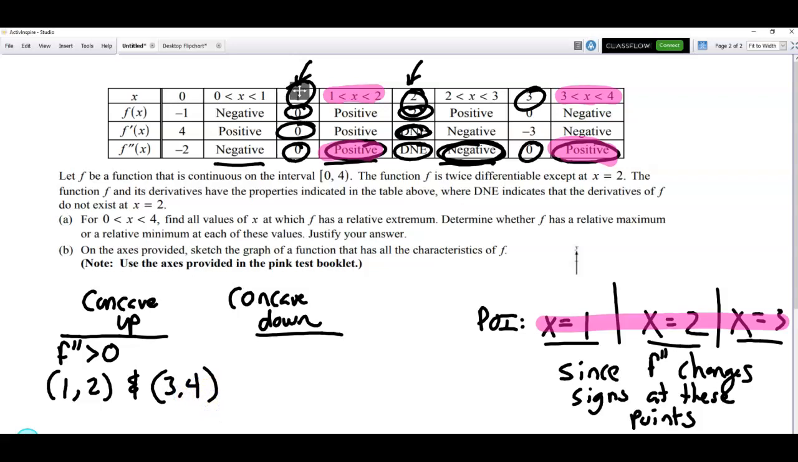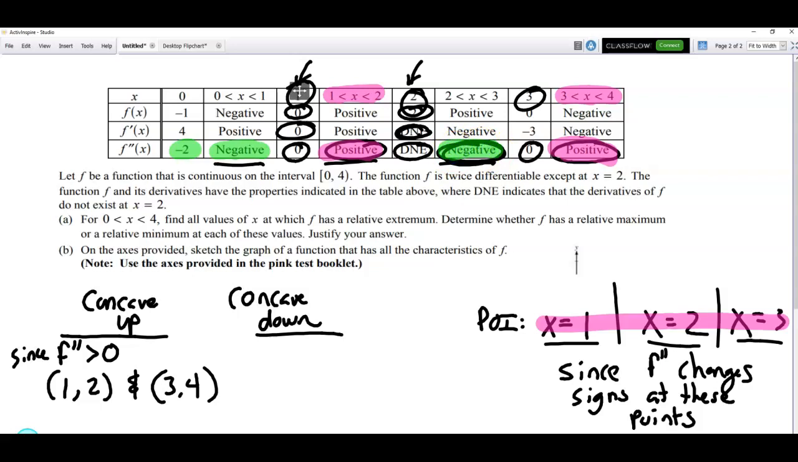Okay, so we would say it's concave up on 1 to 2 and 3 to 4 since f double prime is greater than 0. Concave down is the opposite. You can see here that the second derivative is negative there. And it's also negative here, by the way. And it's negative here. All right?